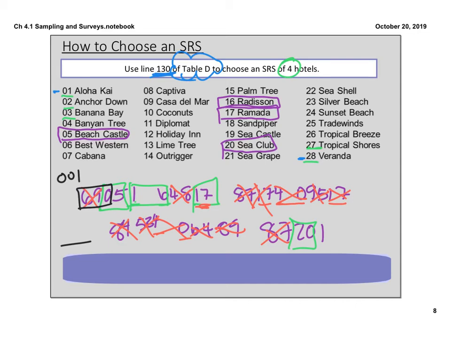So anyways, those are our 4 samples. We would use number 5, number 16, number 17, and number 20. If I was writing this out for an AP exam, I would also, to give it context, put the names of the hotels with it.